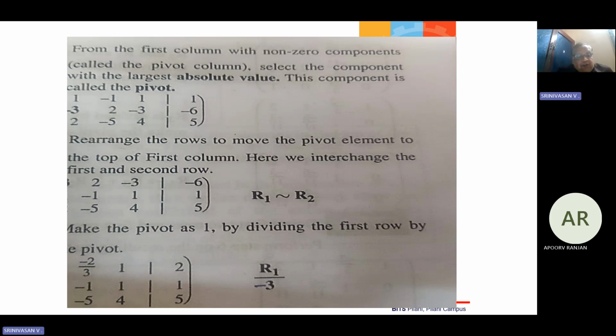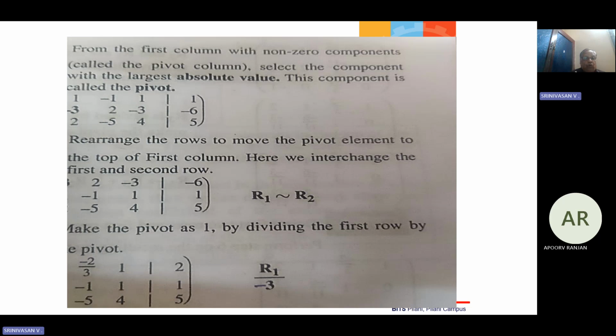So what's happening? Let's follow this. Minus 3, that's what's written here. We now do only rearranging the rows. Which row? The row in which, of course, the column is very important. First column is the pivot column. And in the pivot column, in this problem, if you look, you have elements 1, minus 3, 2. And if you take absolute values, modulus of minus 3, 3 is the largest.